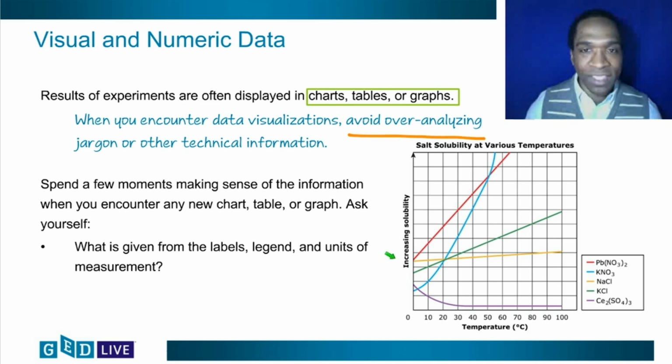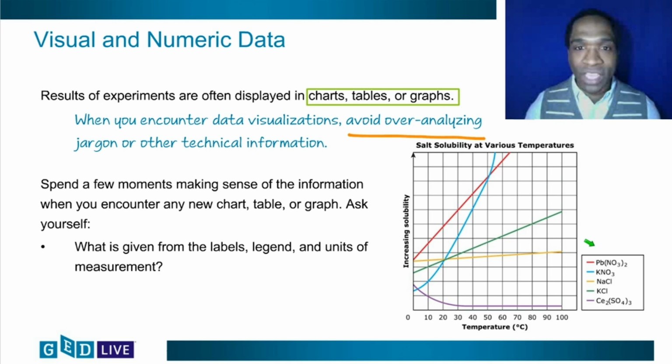Along the y-axis, that's going up and down. We have increasing solubility of the salt. So we can see, okay, going up and down along there, that's where we get the increasing solubility. Now going across the x-axis, that's left to right, we have the temperatures. And we can see those different temperatures starting with 0 degrees Celsius there.